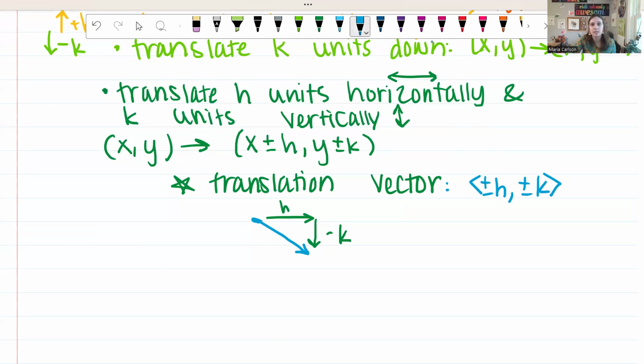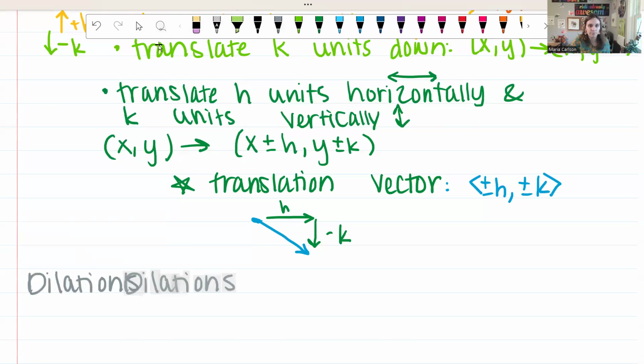All right, last transformation that we have not talked about, and that is dilations. I meant to write coordinate dilations, so I'm just going to shift it over now.